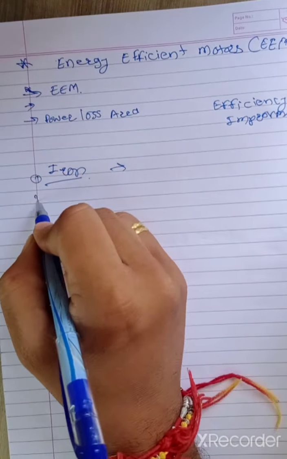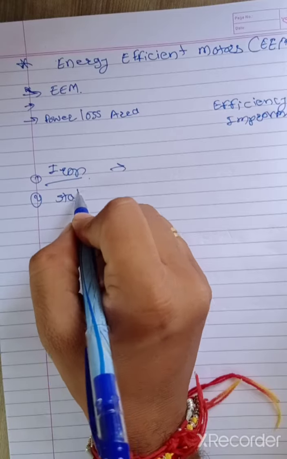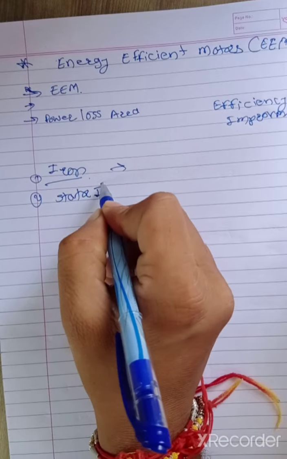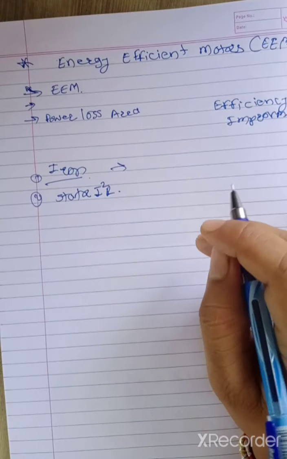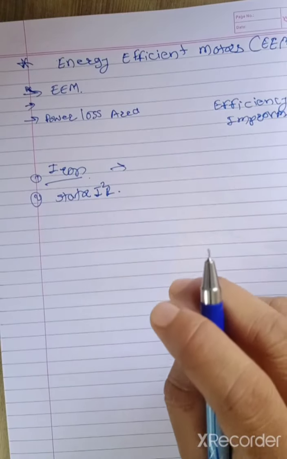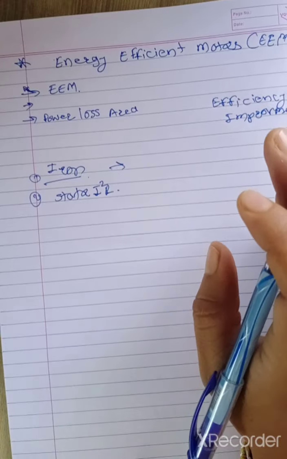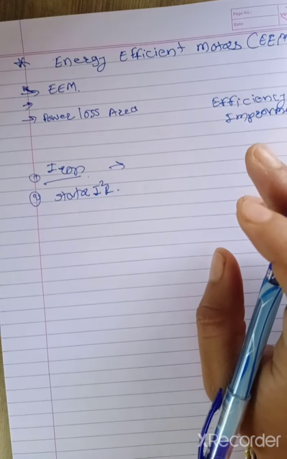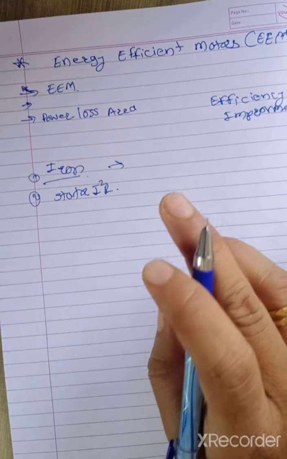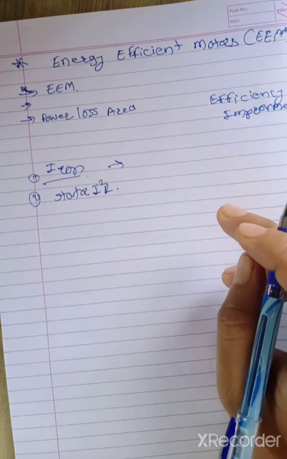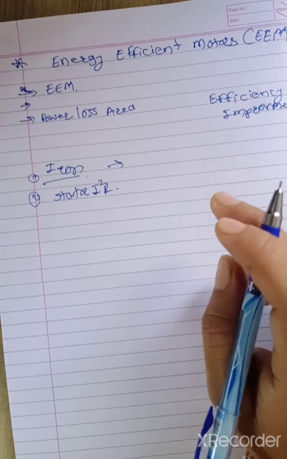Second, this is first, this is second. Stator is I square R. Use more copper and larger conductors, which increases the cross sectional area of the stator winding. This lowers resistance R of the windings and reduces losses due to current flow.